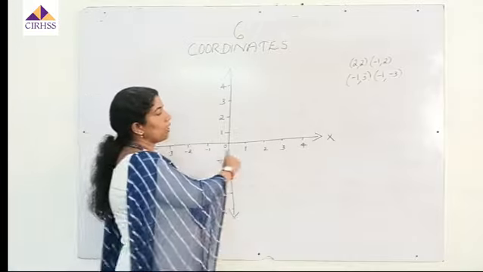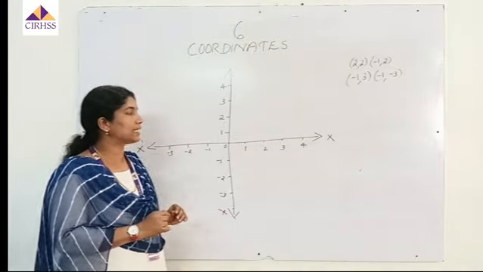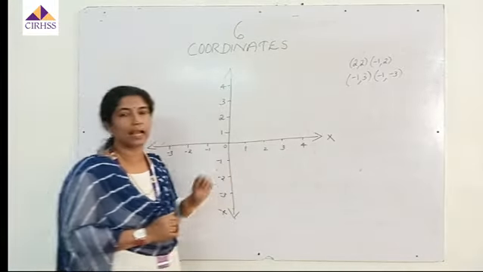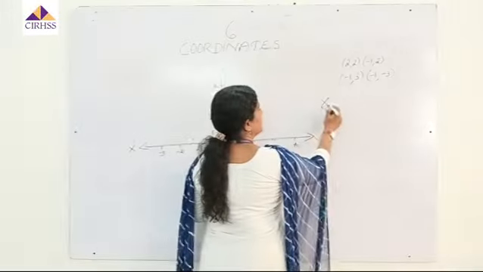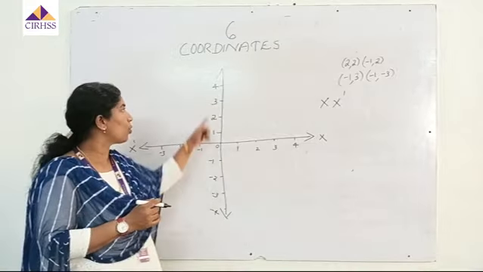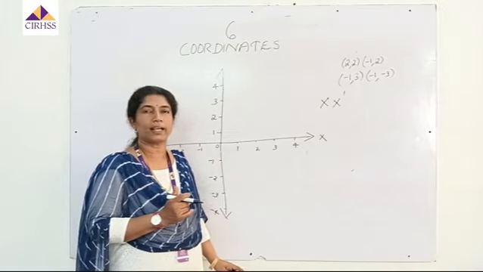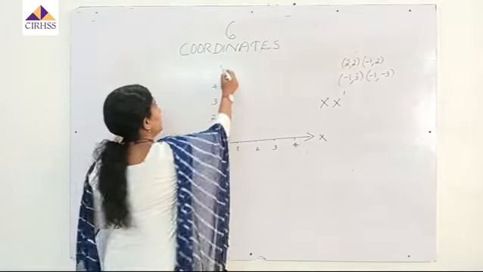The horizontal line is known as the x-axis, and we denote it as x, x dash. Next, the vertical line is known as the y-axis, that is y, y dash.